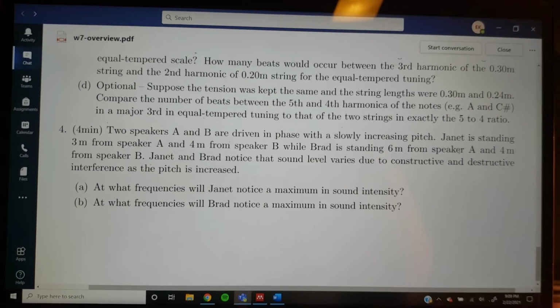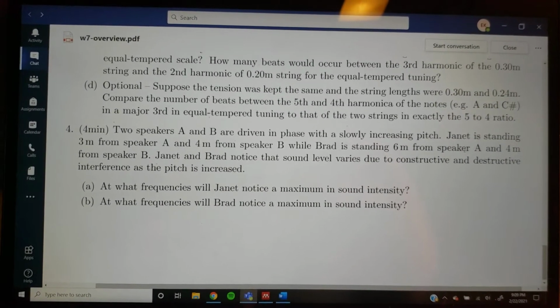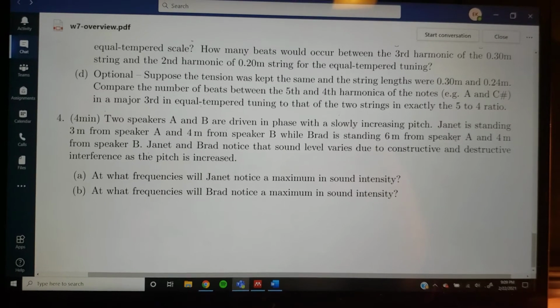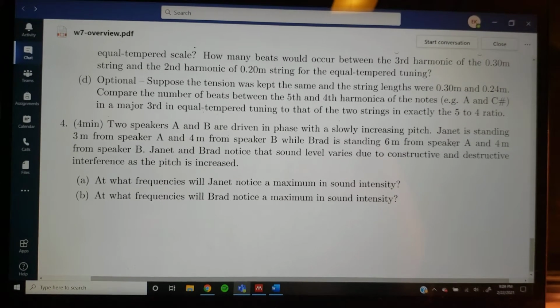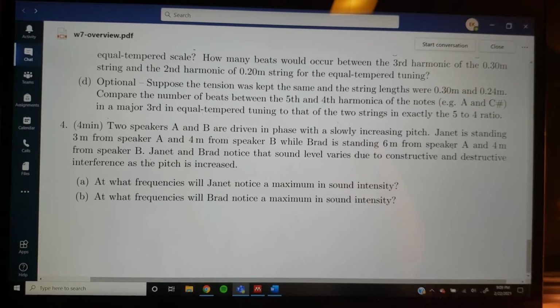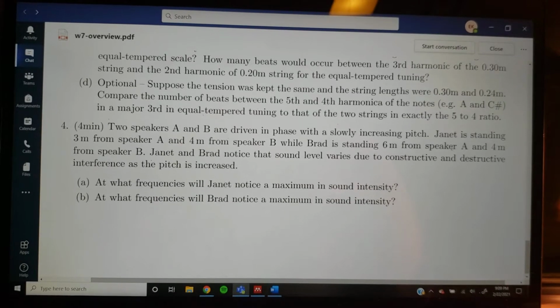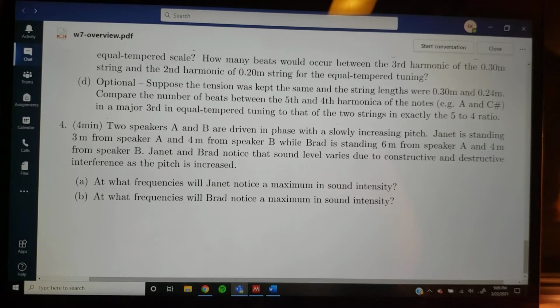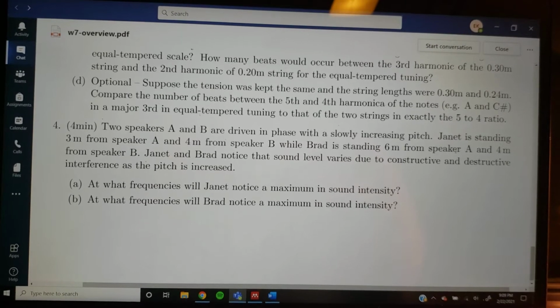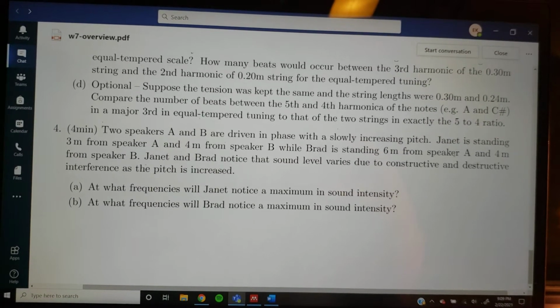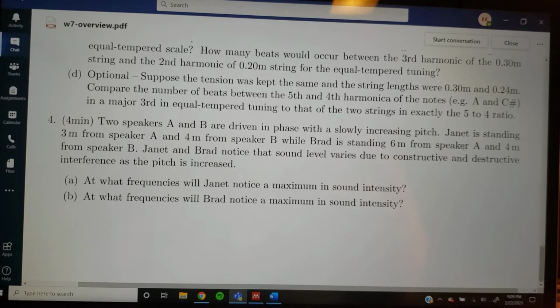Problem number 4 states, two speakers A and B are driven in phase with a slowly increasing pitch. Janet is standing 3 meters from speaker A and 4 meters from speaker B, while Brad is standing 6 meters from speaker A and 4 meters from speaker B. Janet and Brad notice that sound level varies due to constructive and destructive interference as the pitch is increased.